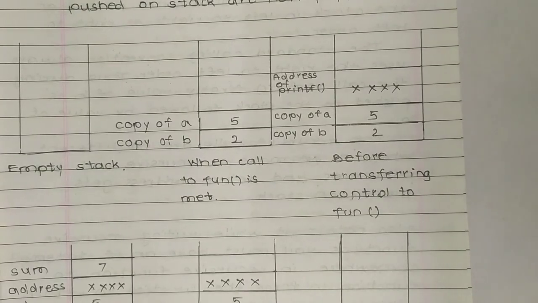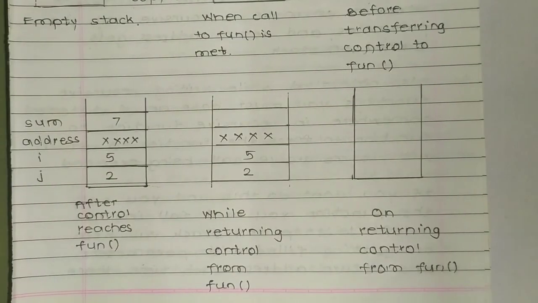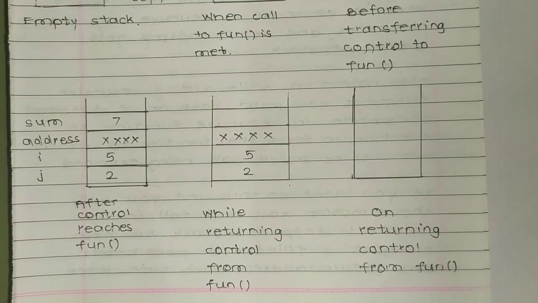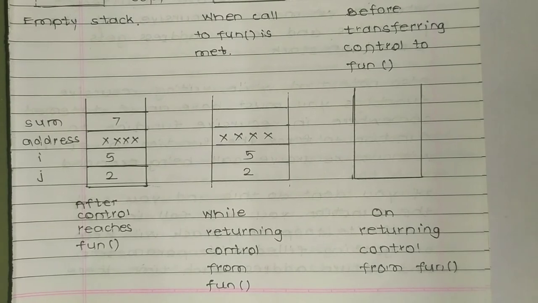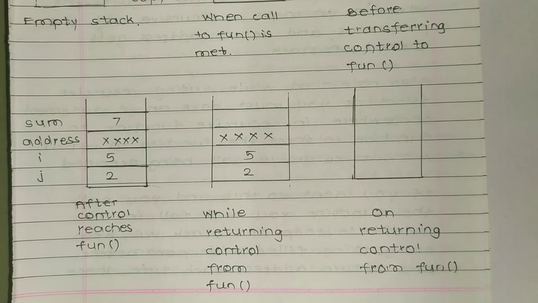Now the address of printf was xxx. So before transferring control to the function it was like this. Now here after control reaches the function, some address, so i was stored in some location, that is 5. So a and b are now i and j. Now sum is 7, so it is stored in a different address.